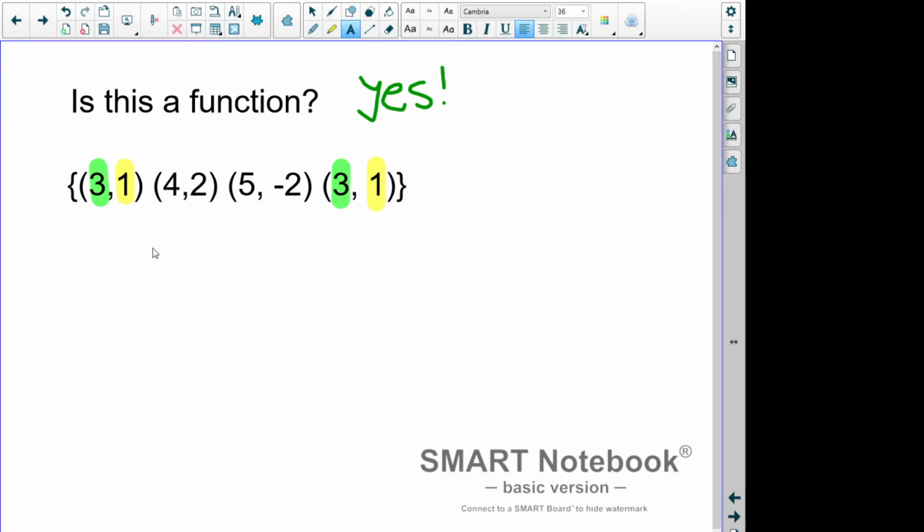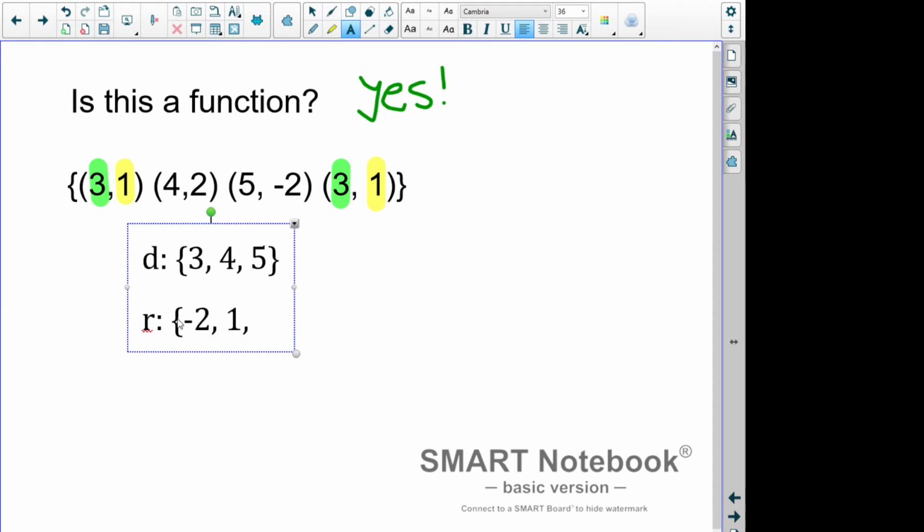If we were to list the domain and range here, our domain would be 3, 4, 5 again. And our range would be, this time, -2, 1, and 2. Again, I can see from the domain and range that I've got the same number of members in the domain and in the range, and so that tells me it's probably a function. Just looking at the domain and range, I don't know what the relationship is, but it gives me a clue that they're matched up evenly. So there's a pretty good chance that that's a function.